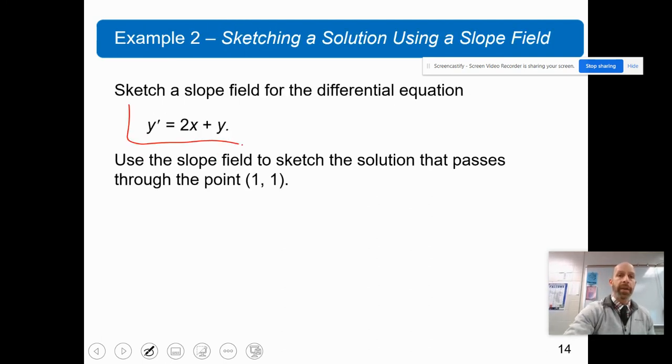So here we have our differential equation. We're going to sketch a slope field for that differential equation. By the way, we cannot solve this differential equation the way it's written right now. You cannot integrate both sides because of that y on the right. But what we are going to do is use a slope field to sketch solutions that pass through the point (1, 1). So again, let me say this: we are not going to be able to solve this analytically.